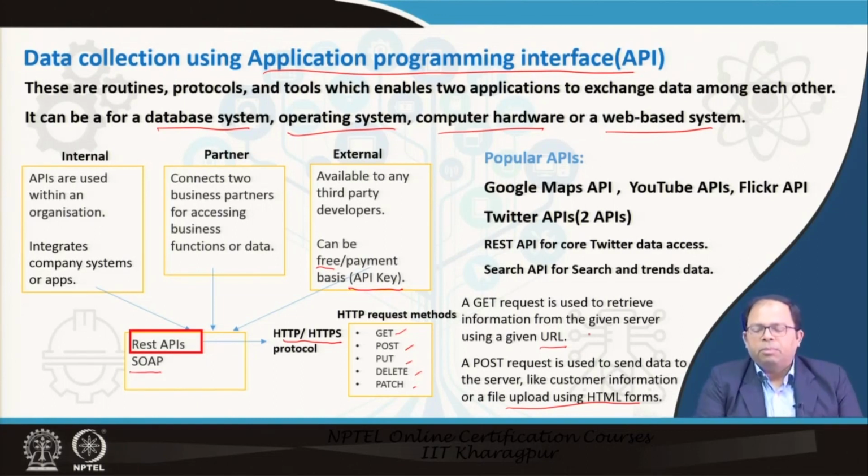And a few of the popular APIs are Google Maps API, YouTube API, Flickr API, Twitter APIs. Twitter has got two APIs. One is the REST API for Twitter data access. Using that, we can analyze Twitter feeds.